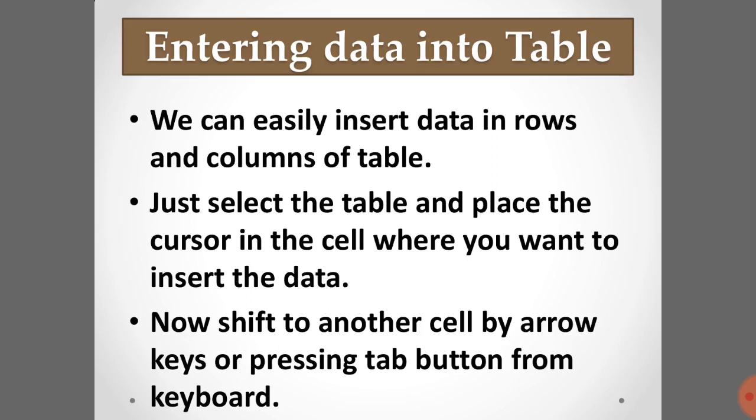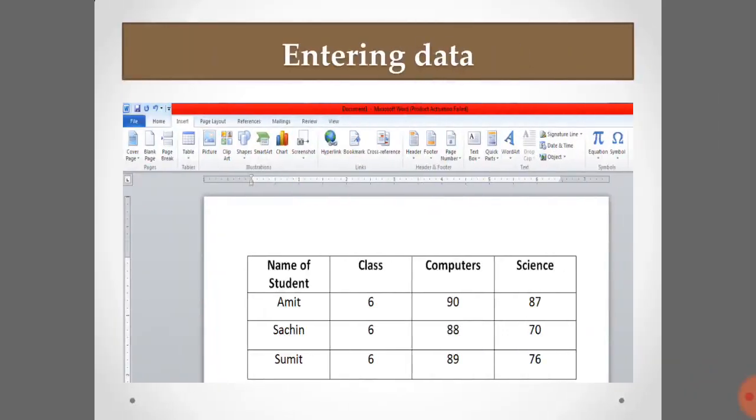And if you want to insert data in the next cell, just go with the help of the arrows or the tab key, and you are able to write data in each column, in each cell of the table. See the option. Here I have created a table with 4 columns and 4 rows, and I have entered the data here. It's a detail of students. You can enter any data, whatever you have.